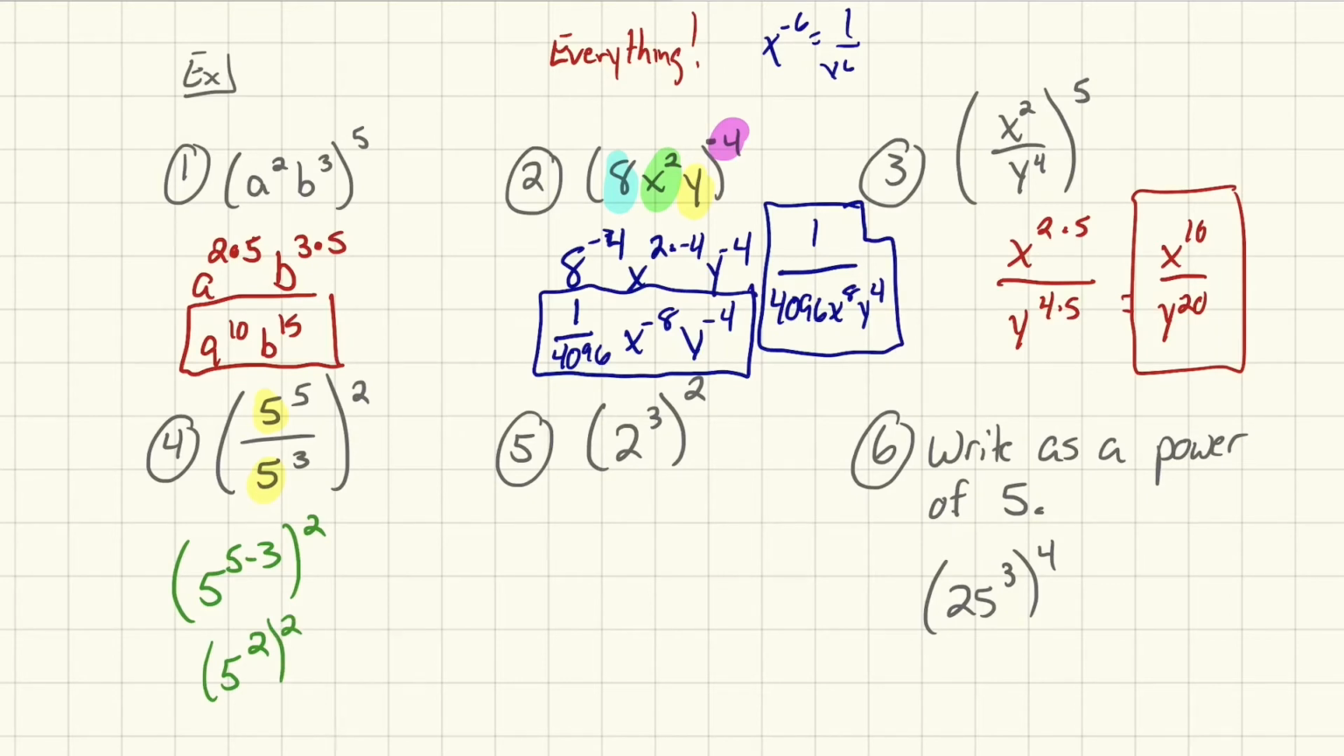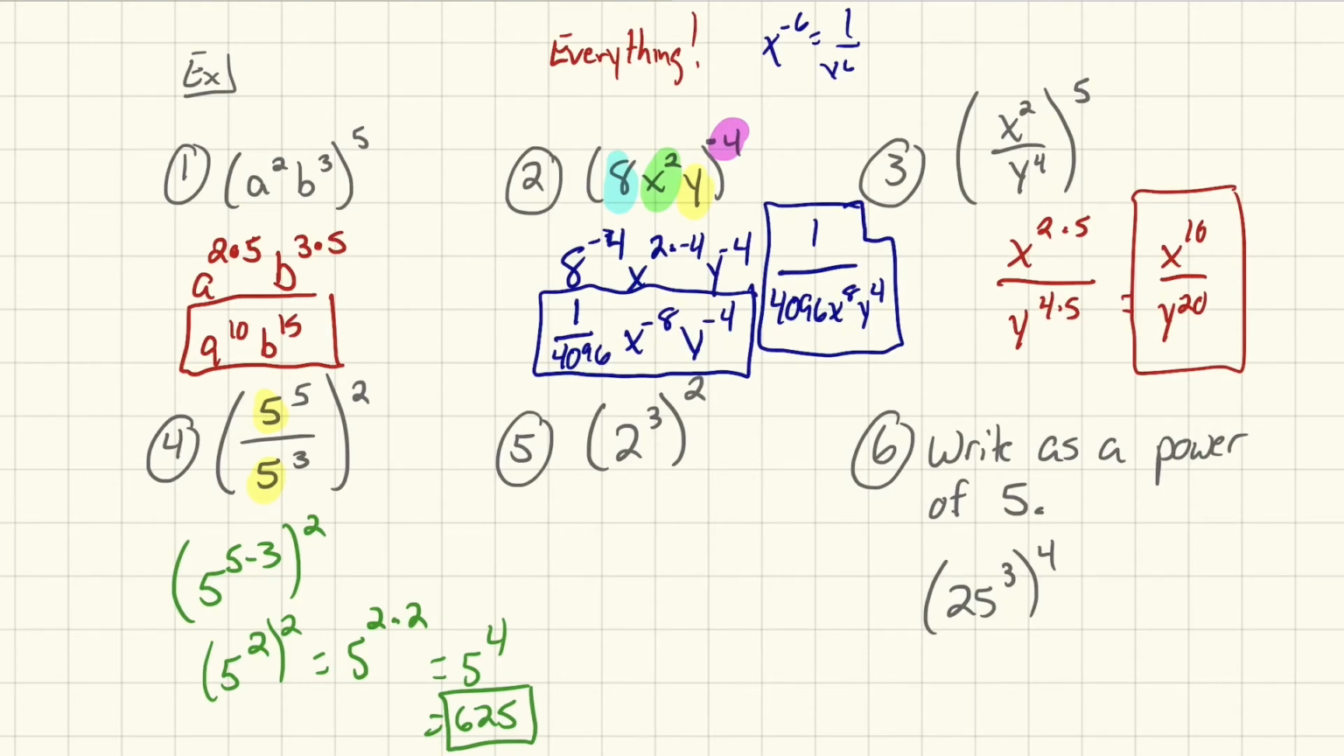which ends up being 5 to the 2 times 2, because anytime we raise a power to a power, we multiply. That's going to end up being 5 to the 4th. And 5 to the 4th power ends up being 625. And that's our answer.